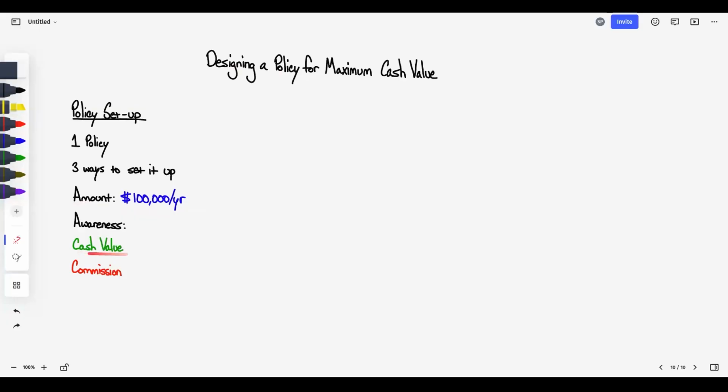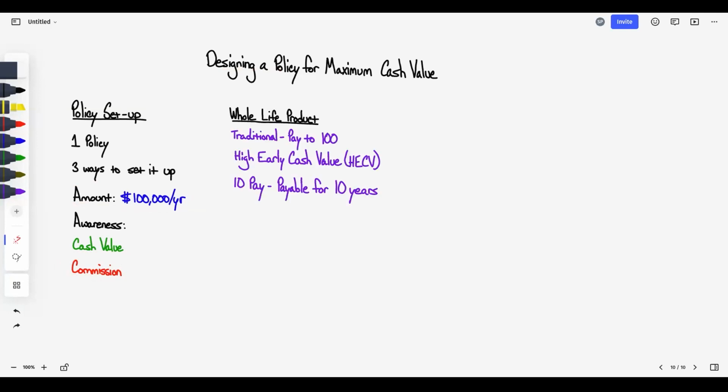What does the cash value look like when I compare the different options? And then what does the commission look like? We're going to go through the commission. This way you've got some disclosure there as well.